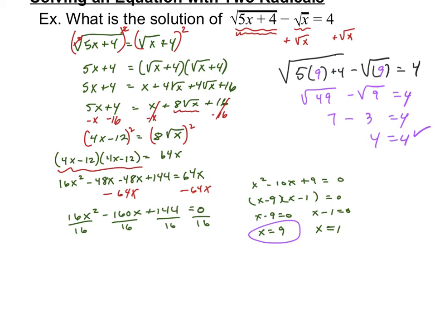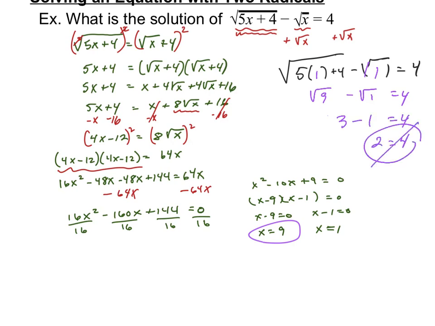And if we turn around and check our other one, this is where our extraneous solutions come into play. They want us to check this to see if it is going to be a true statement or not. And when we do, we find out that this becomes the square root of 9 minus the square root of 1 equals 4, or 3 minus 1 equals 4. 2 does not equal 4, so therefore that is not a good answer, and we only have one solution, which is x equals 9.